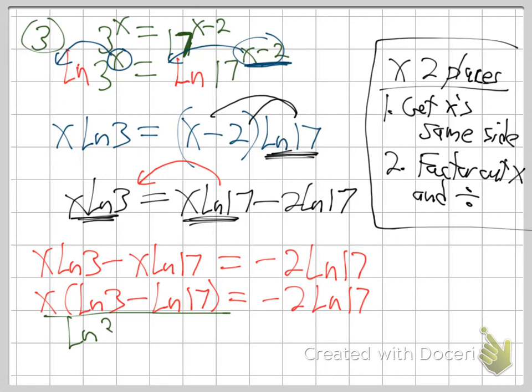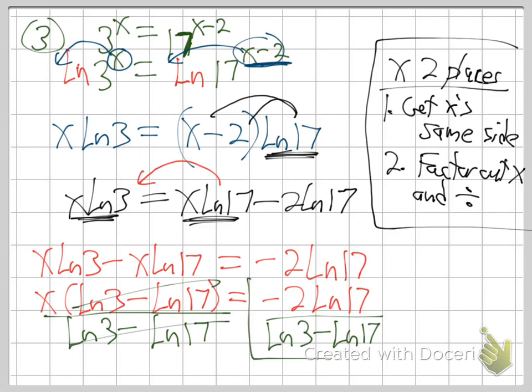Divide by ln 3 minus ln 17, ln 3 minus ln 17. Boom, boom. There's our answer. So can I cancel out those ln 17s? Why not? Costco says no, right? We good?